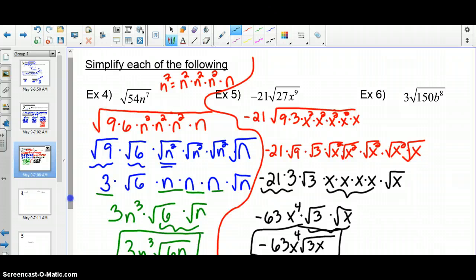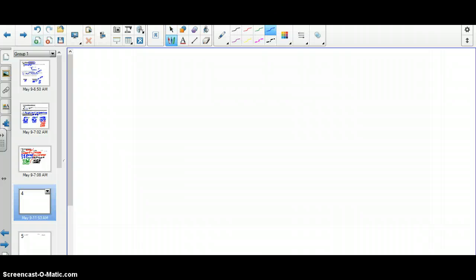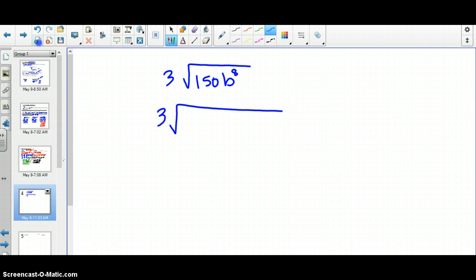Okay, let's try to do this last one here without using all of these long methods. Alright, the last one is 3 times square root of 150 b to the 8th. So here's what I'm going to do. I'm just going to write this out. 150 is 25 times 6. And b to the 8th is b squared times b squared times b squared times b squared.